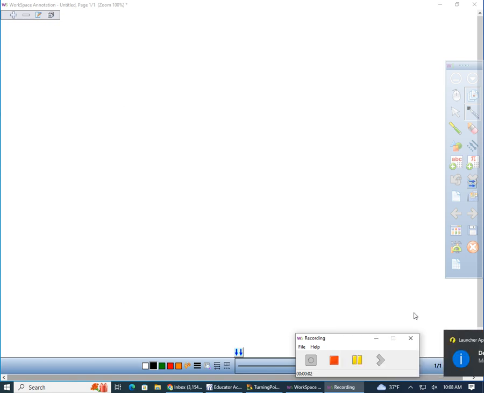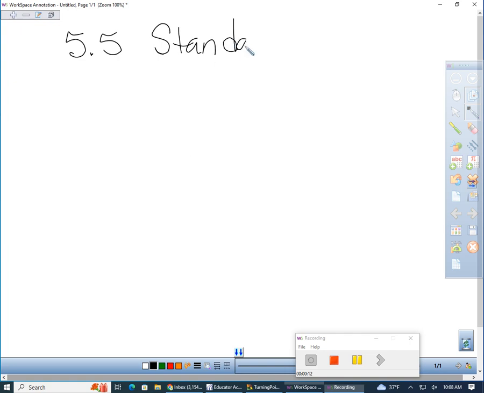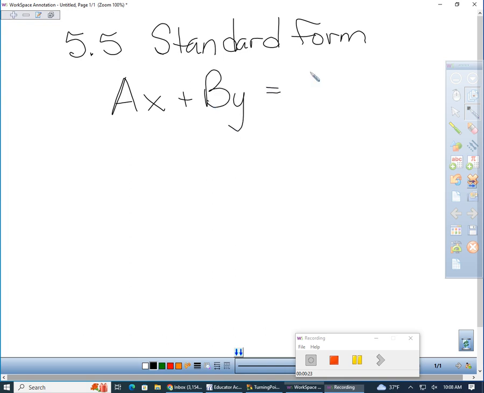We're doing 5.5, and 5.5 is standard form. Standard form is always in the form ax plus by equals c, where a and b are coefficients. Okay? So you'll notice the x and y terms are on the left and the constants on the right. There's some special things about standard form.